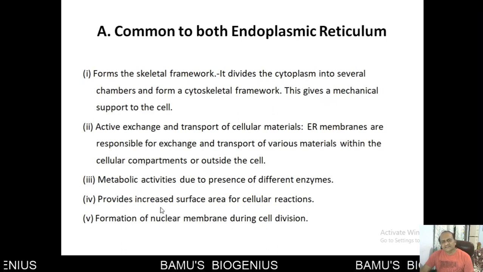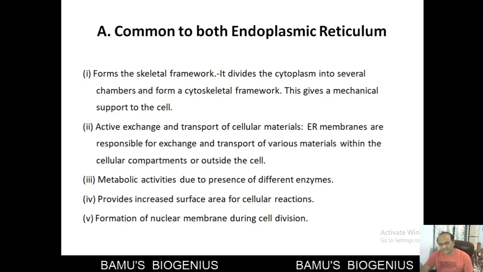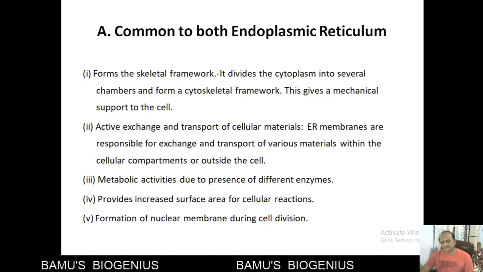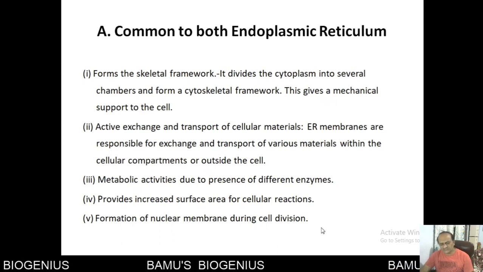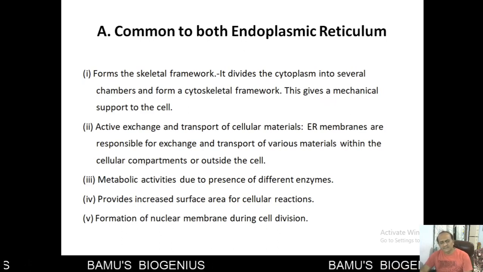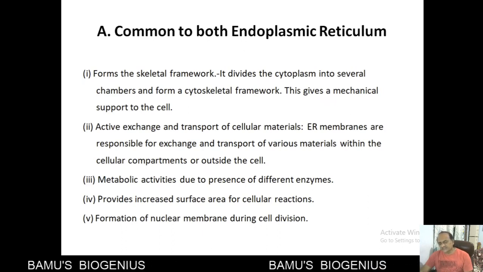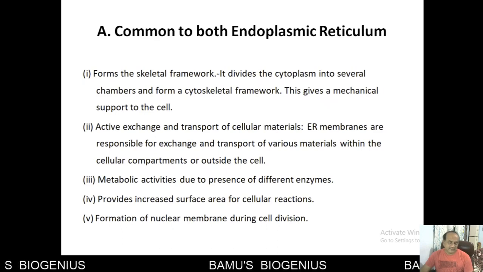Then it provides increased surface area for cellular reaction. As the membrane of this endoplasmic reticulum is highly folded, it provides more surface area for various kinds of cellular reaction. So that is natural. Then the fifth one is the formation of the nuclear membrane during cell division. And this is the most important aspect of functions of endoplasmic reticulum. Whenever during mitosis or meiosis the nuclear membrane disappears, the reappearance of the nuclear membrane is totally due to the endoplasmic reticulum. So these are the common functions of endoplasmic reticulum.